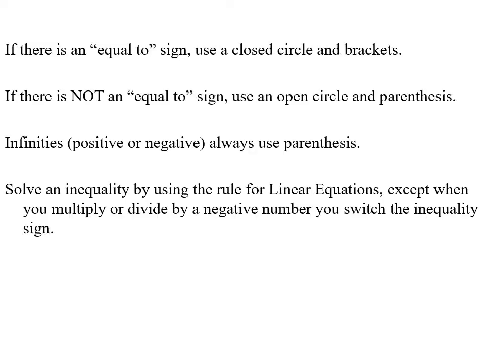So that whole chart you can sum up in a few different sentences. If there is an equal to sign, we'll use closed circles or brackets. This book uses brackets on the graphs, but that's the same thing as closed circles if you've seen that in a different course. Open circles and parentheses would be used if it does not have the equal to sign on it, if it's strictly greater than or less than. Infinities, either positive or negative, always have parentheses. You never put a bracket on an infinity. Always parentheses.